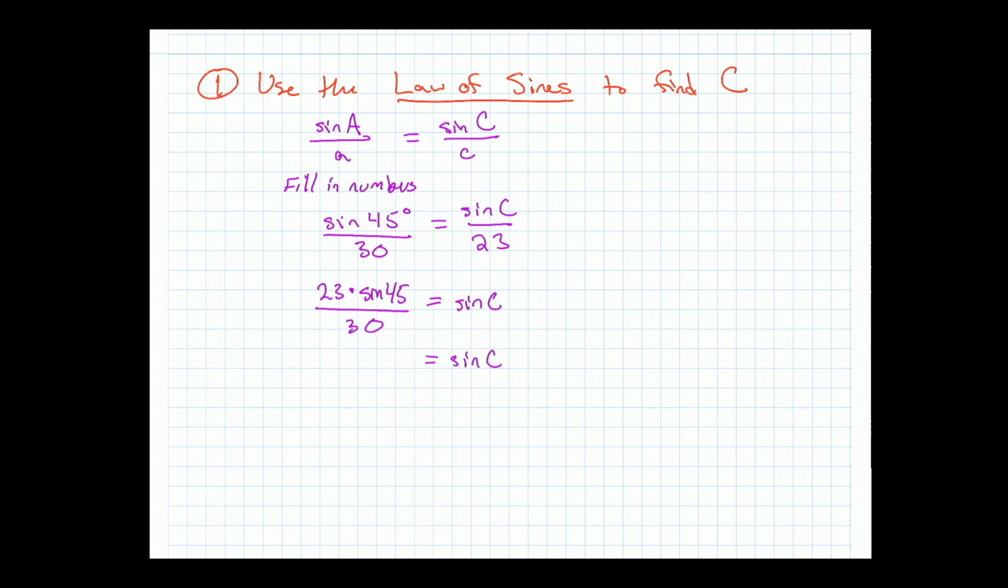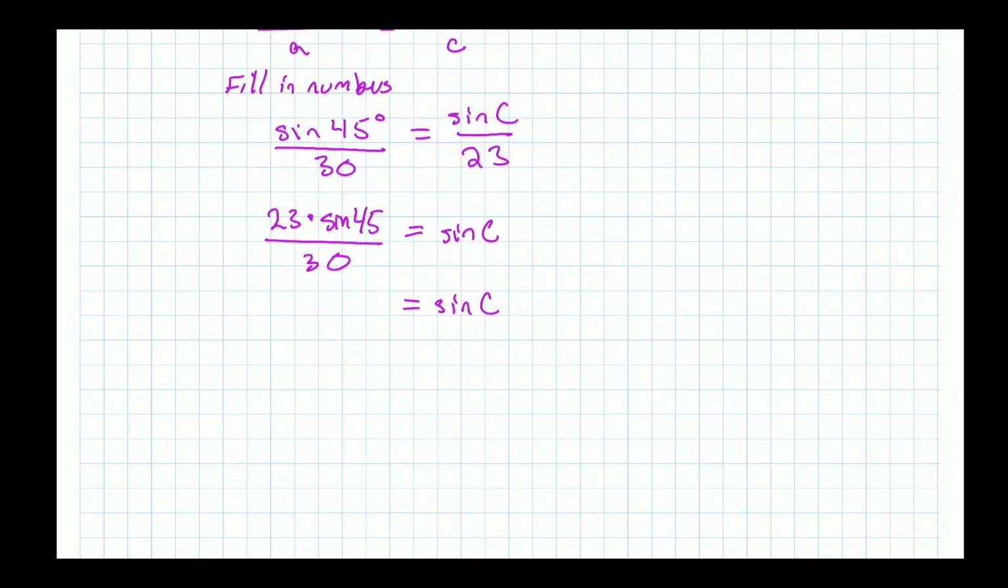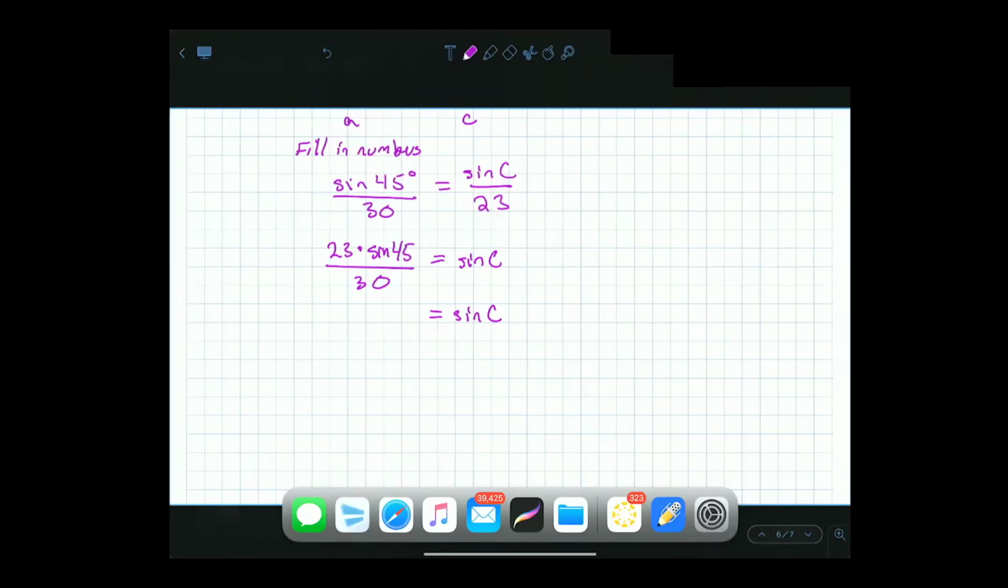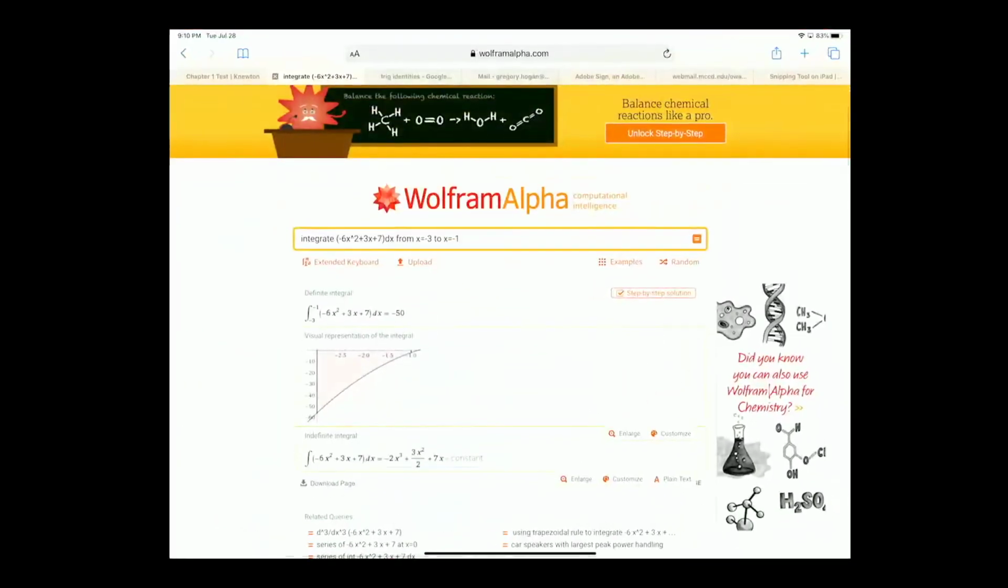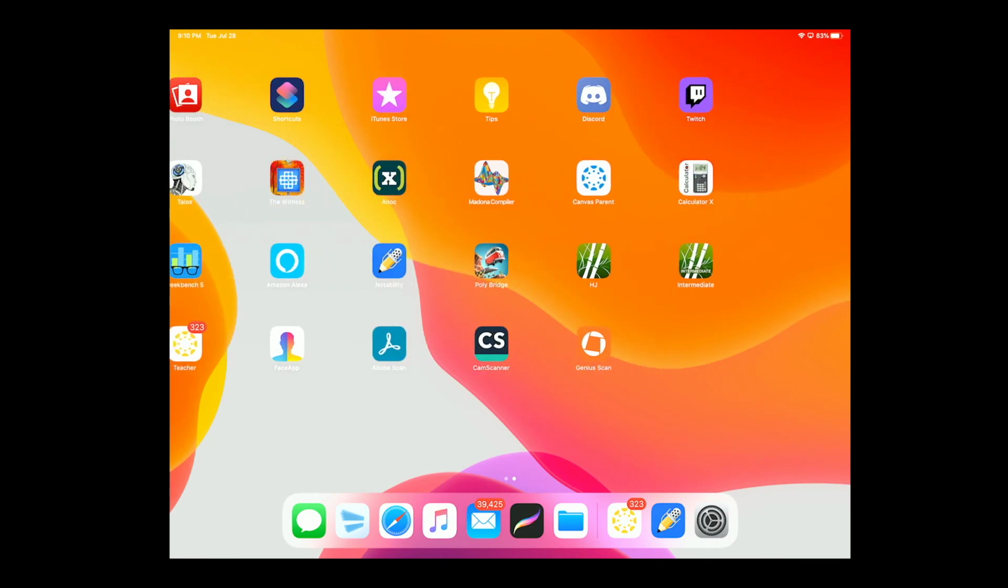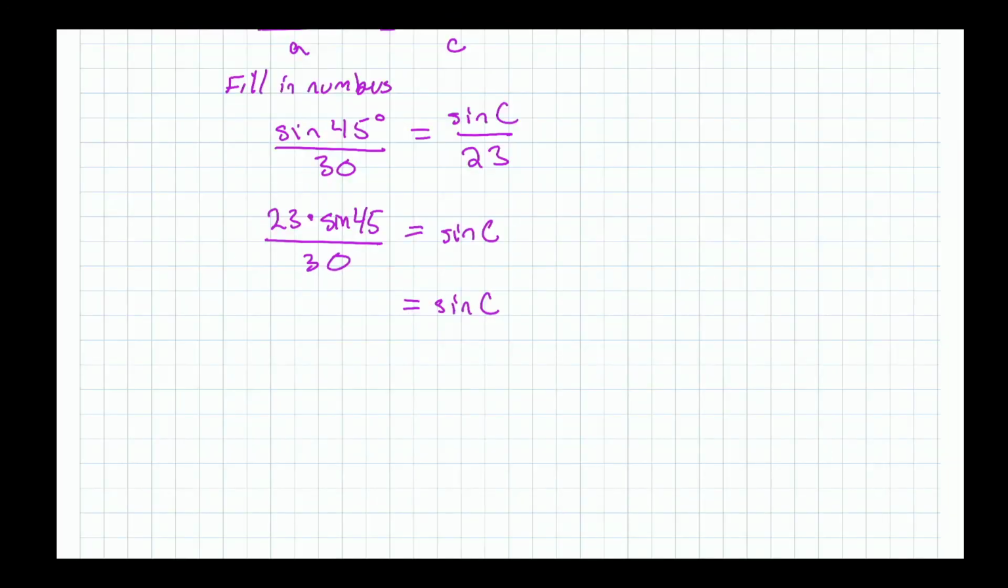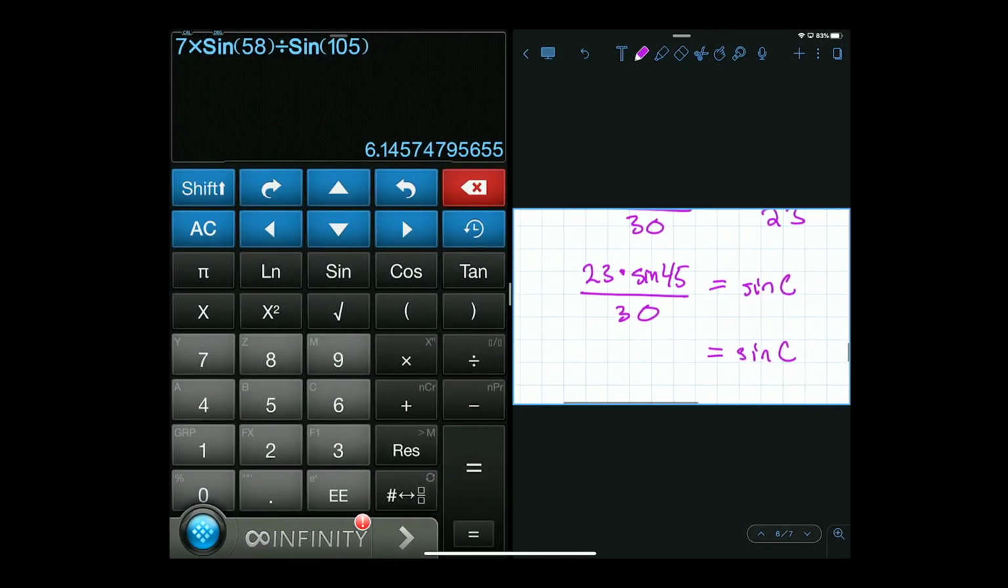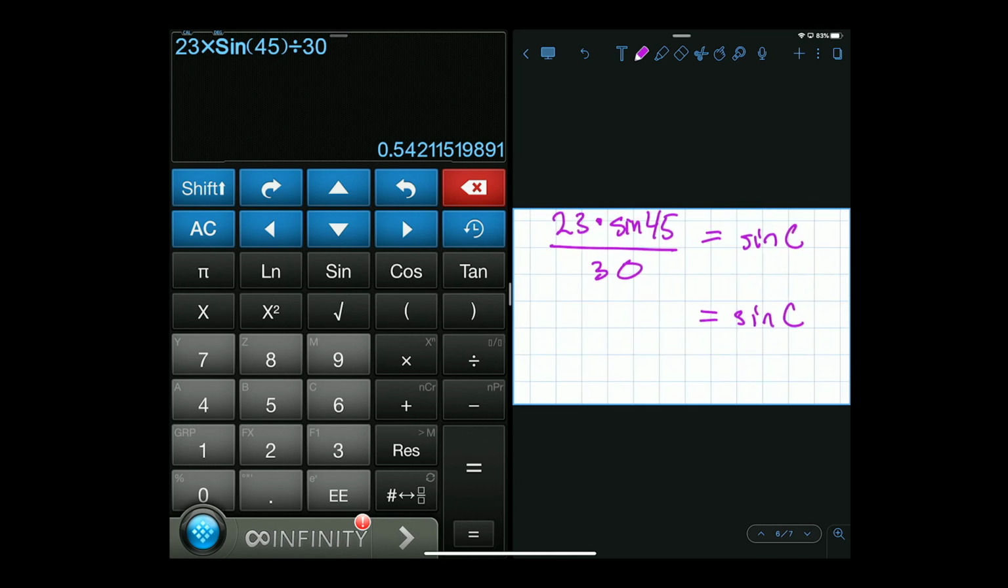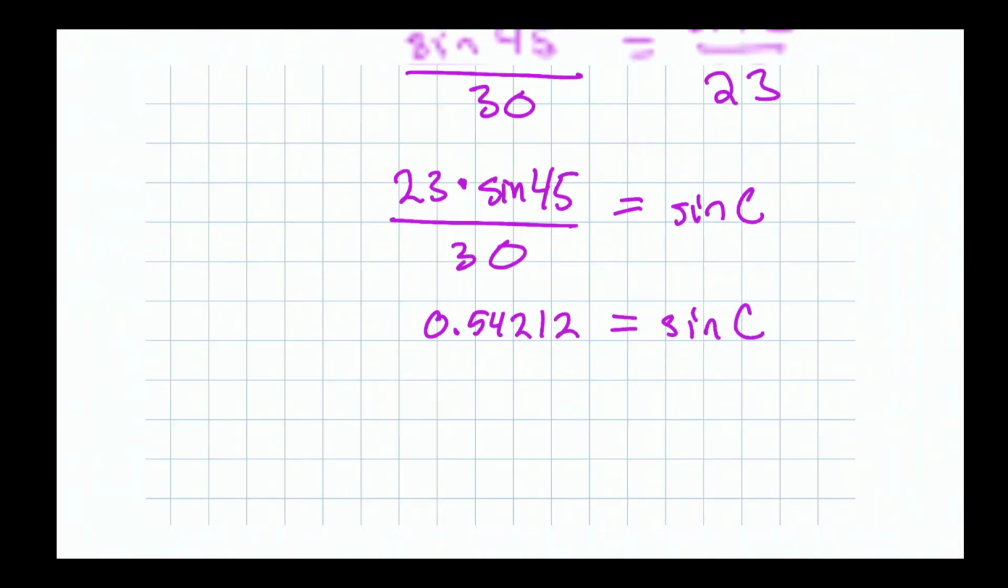Now I'm going to do this a little bit differently than before. I'm going to work out that fraction on the left. Come on, calculator. That's not what I wanted. Okay, there we go. So let's just put in 23 times sine 45, parentheses, over 30, enter. And so what I get is 0.54212, something like that. I just want to use enough decimals that it's not going to be an issue later on. Okay, so we have that.